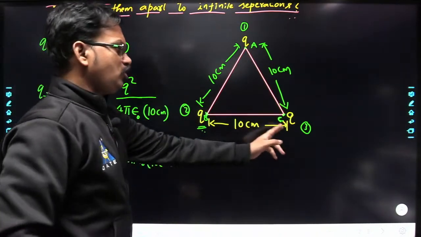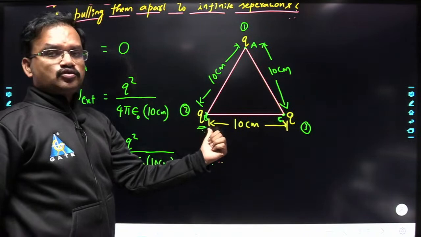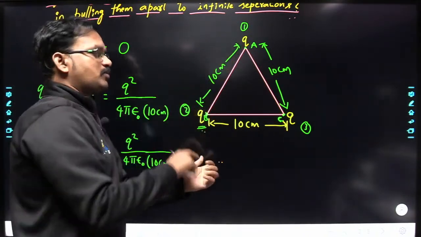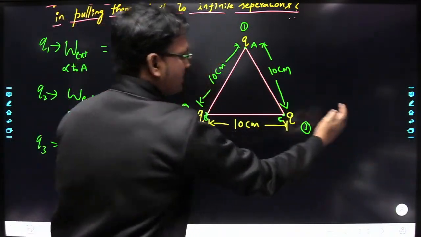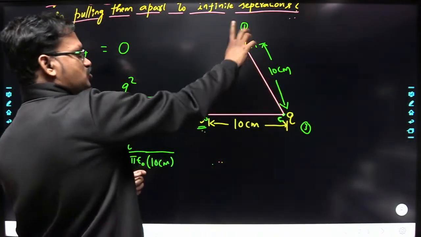Next, you have to do the work against what? Against Q2 also or not? Yes or no? Now Q1 and Q2 are present. Now you are trying to bring Q3 from infinity. So you have to do the work against Q1 as well as what?